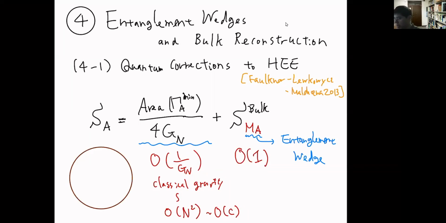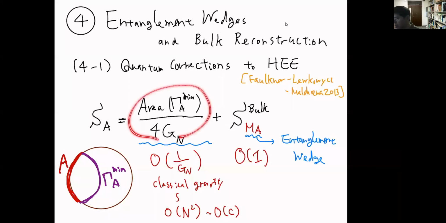So let's draw a circle, and we are talking about region A. This is region A. And we have some bulk minimal surface which calculates entanglement entropy, as we saw yesterday. This is gamma A. It's a minimal surface, so I can also put minimum. This area gives the entanglement entropy, and this is exactly this part. But we are talking about the higher order corrections in 1 over N.